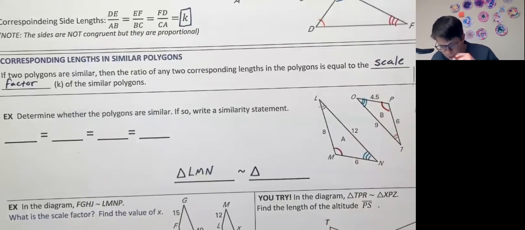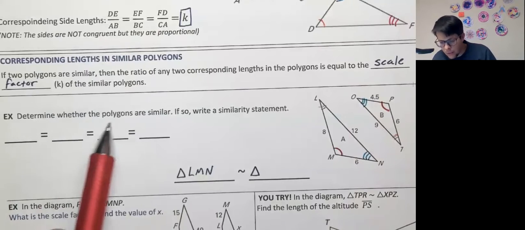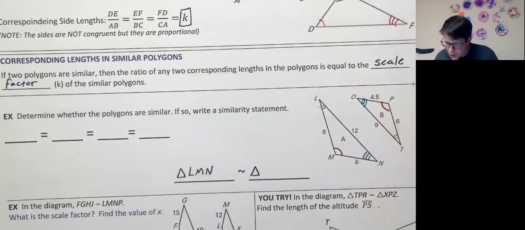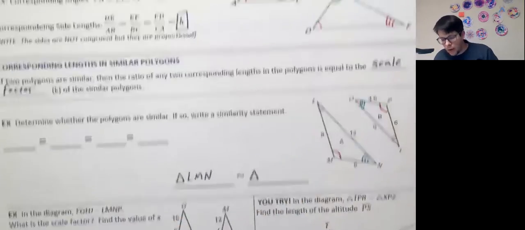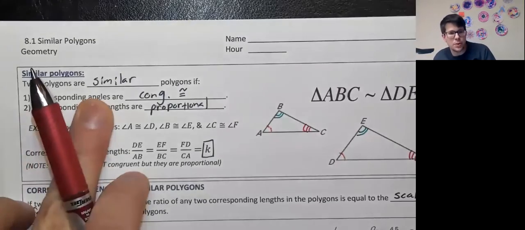Let's talk about side lengths, though, because that's what the question is about. It says determine whether the polygons are similar. If so, write the similarity statement. So we already know that we have three sets of congruent angles, which is important because that's our first criteria.